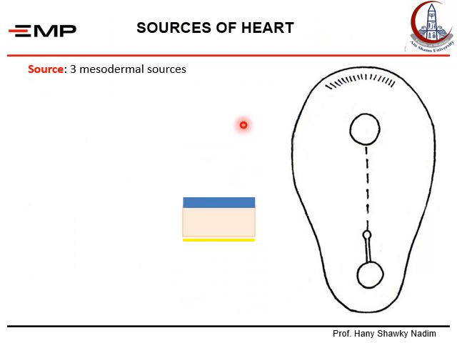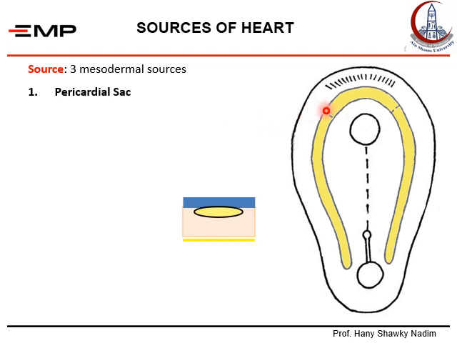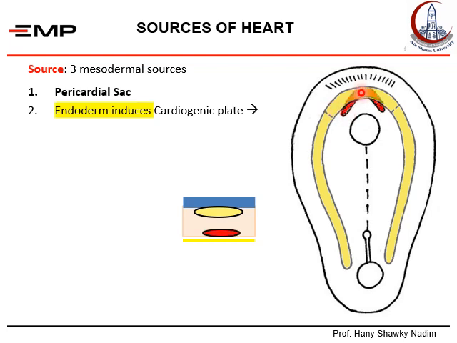There are 3 mesodermal sources of the heart. As we just said, the pericardial sac, which is the horizontal part of the intraembryonic coelom, the cardiogenic plate, which lies ventral to the pericardial sac and develops from the mesoderm, under control of the underlying endoderm, which produces growth factors that stimulate cardiac genes here in this area, in the cardiogenic plate.